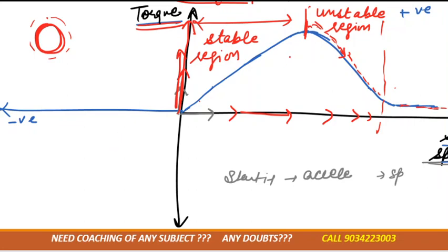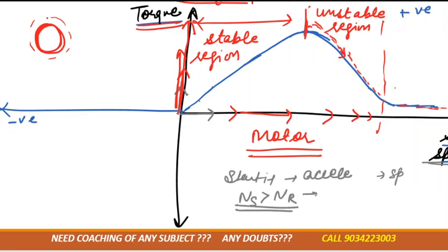Clear this thing? So this is the function of the motor, meaning in this case your induction motor will work like a motor. In this case I told you ns is greater than nr. When ns is greater than nr, then it will work as a motor. Clear? This is a stable region up to here.